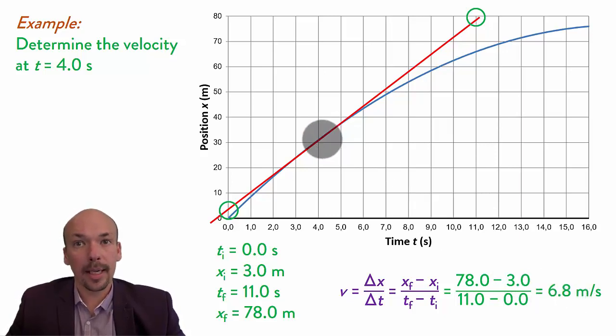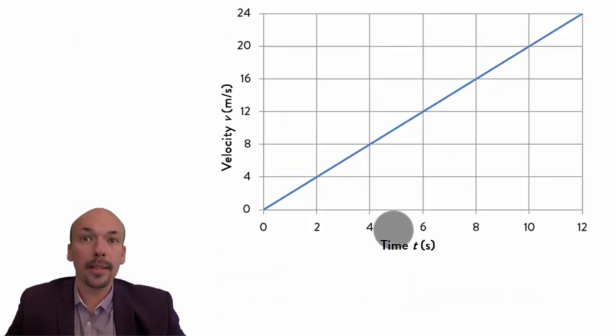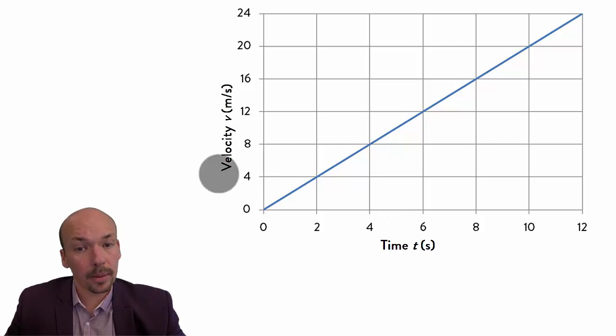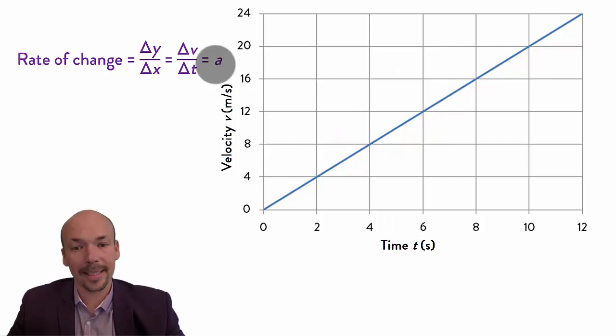So this is how the tangent line method works when you have a position time graph. If you have a velocity time graph, then you don't calculate the velocity because you already have it, but you will calculate the acceleration. So the rate of change in this graph will be the velocity divided by the time, which will actually give you the acceleration. So from these graphs you can calculate the acceleration.